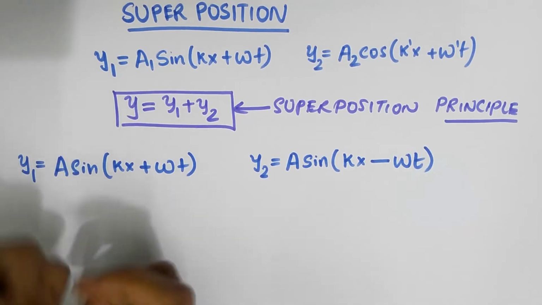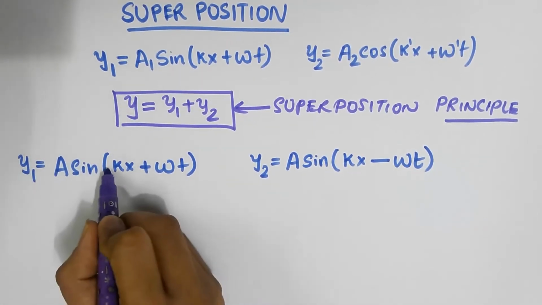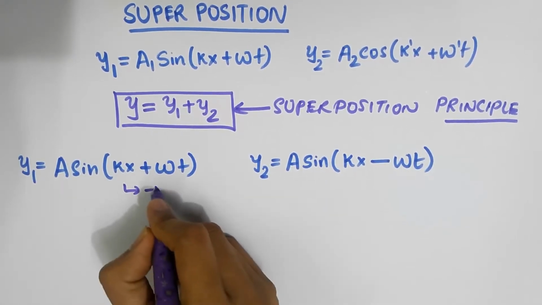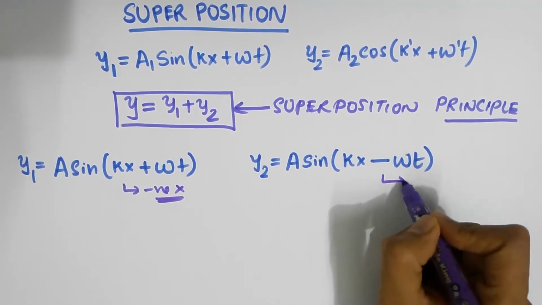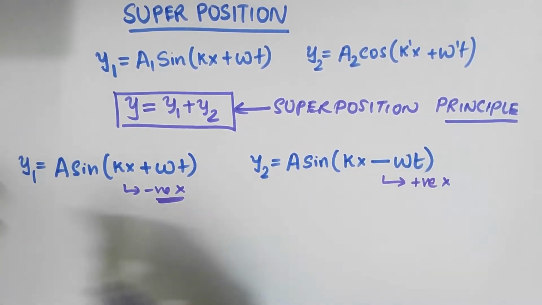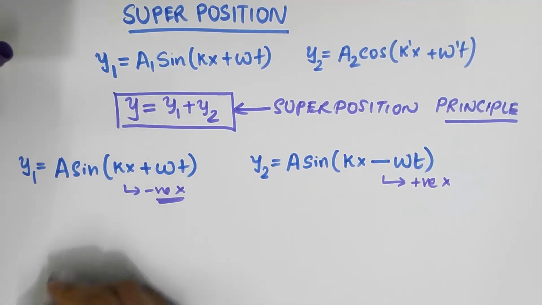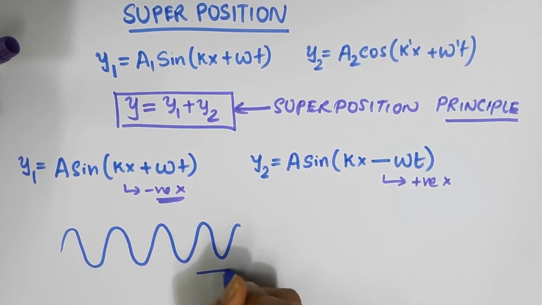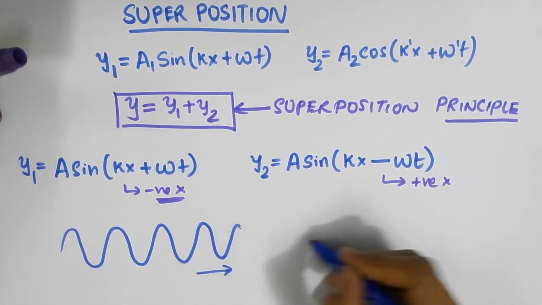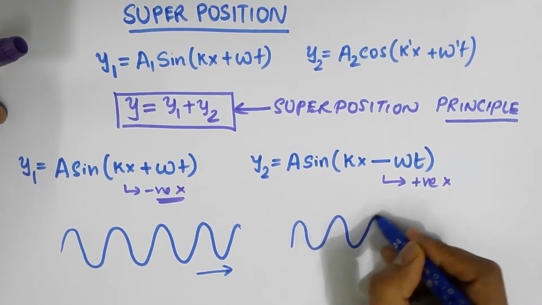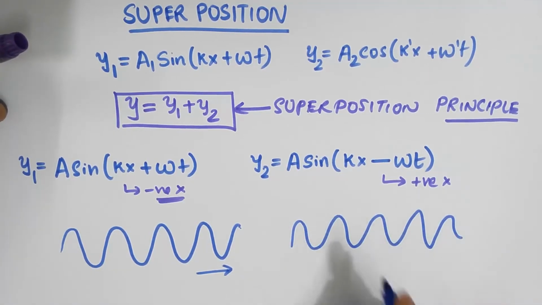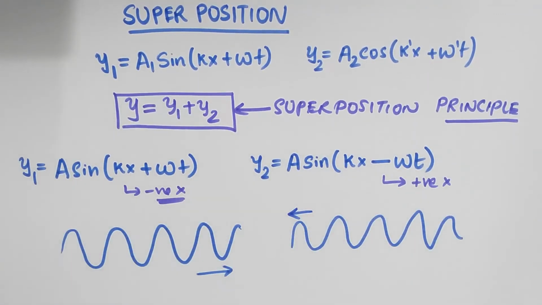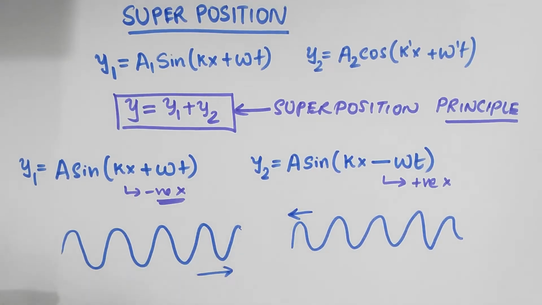This one is traveling along the negative x direction, right? Because the sign is positive. And this one is traveling along the positive x direction. So if you were to show this, you would have one wave traveling this way, if you call this your positive x. And you have a second wave with exactly the same wavelength, the same frequency, the same speed, but traveling in the opposite direction, and they're going to meet each other. And the question now is, what happens when they meet each other?